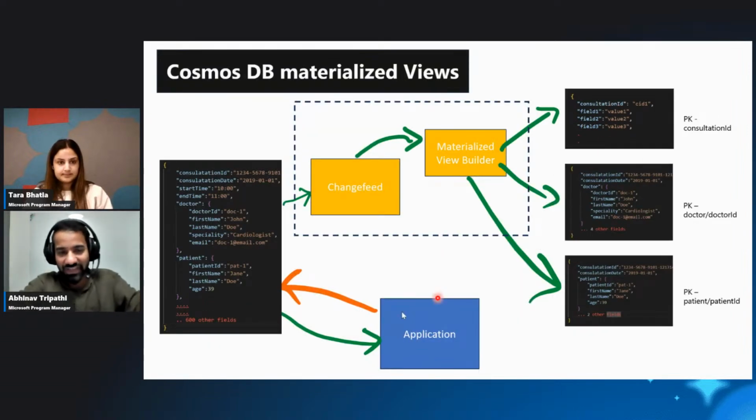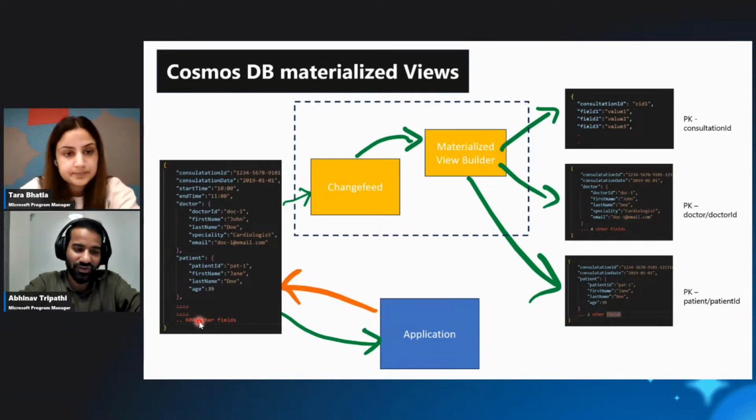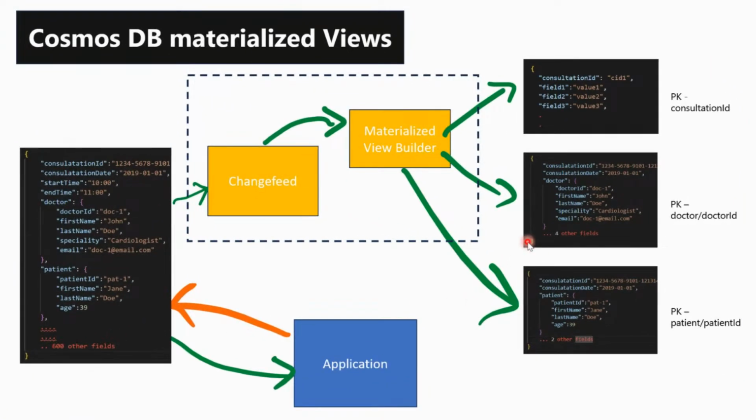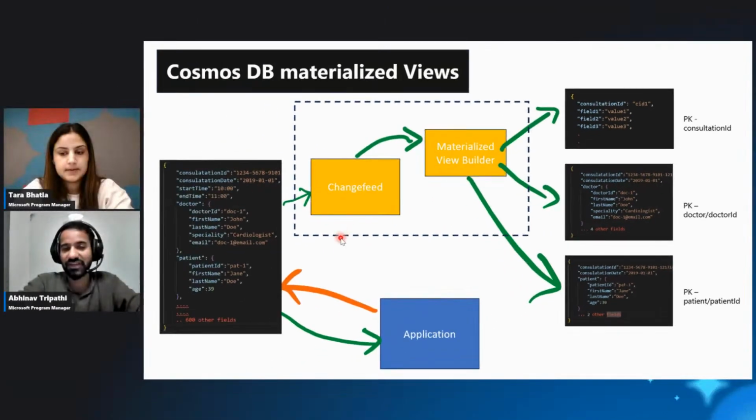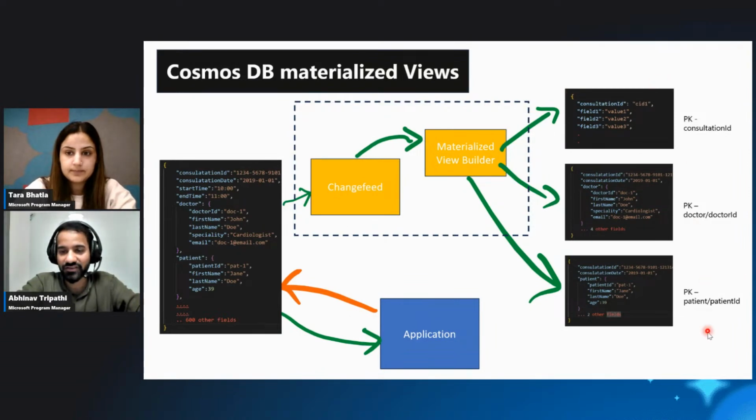The application writes to the source container. So here we have the source container. If you recall from the start of this session, this was how the source collection looked. It had more than 600 fields, and now we have something like this. Treat it as a black box. We have the materialized views builder, which processes the change feed and writes the data to the destination containers.